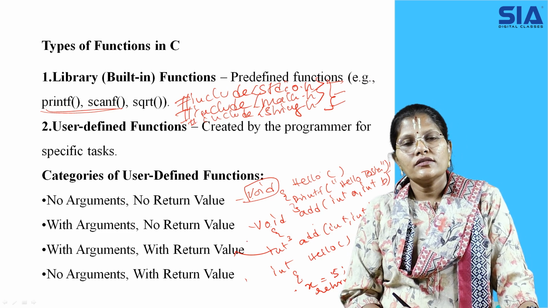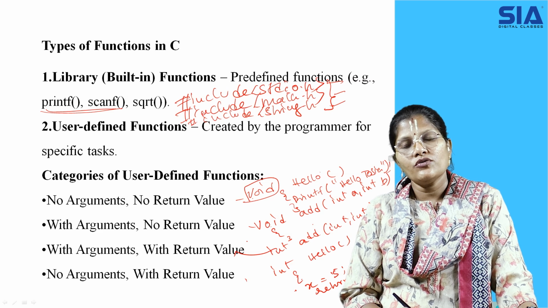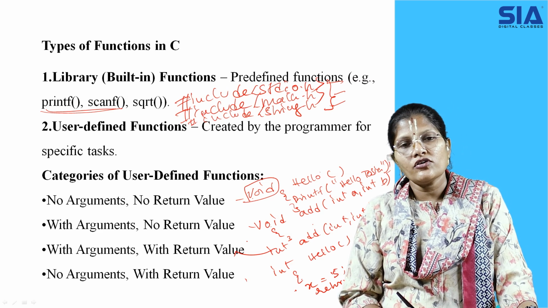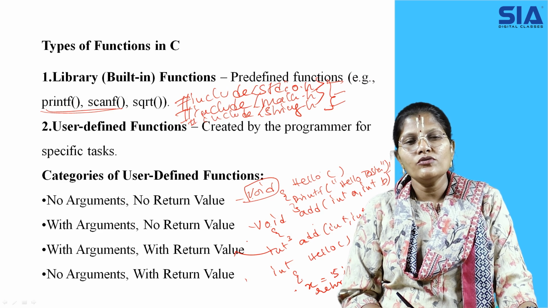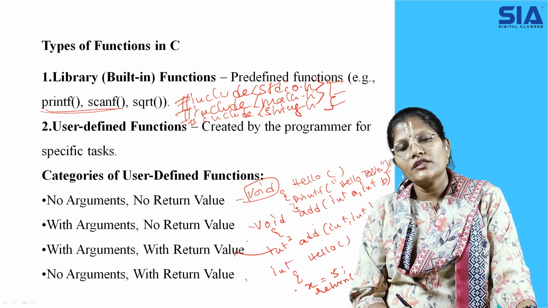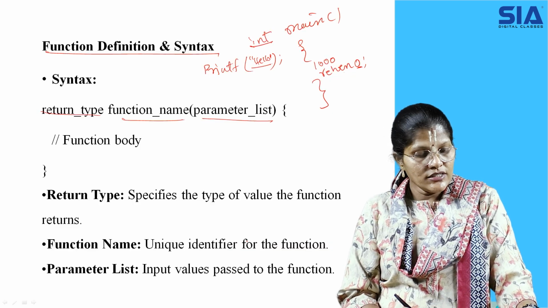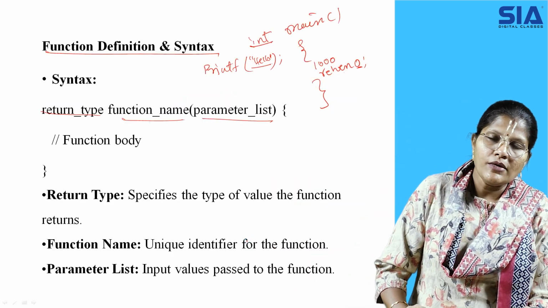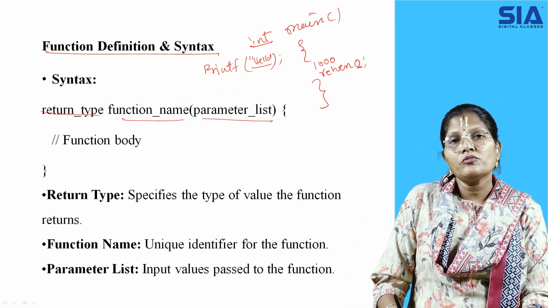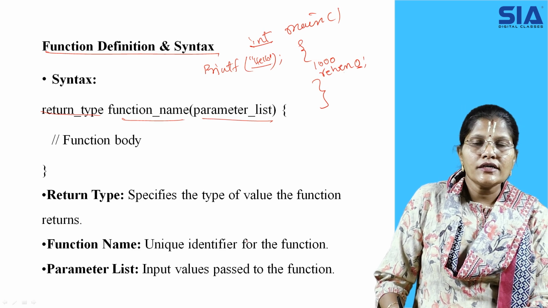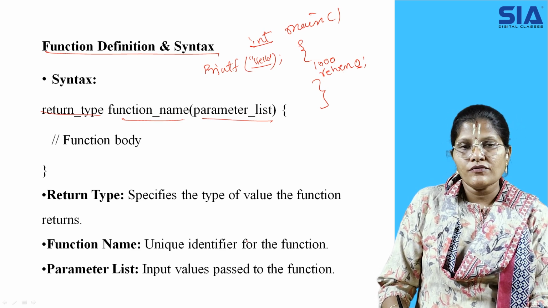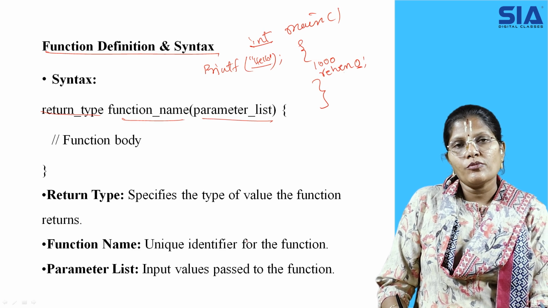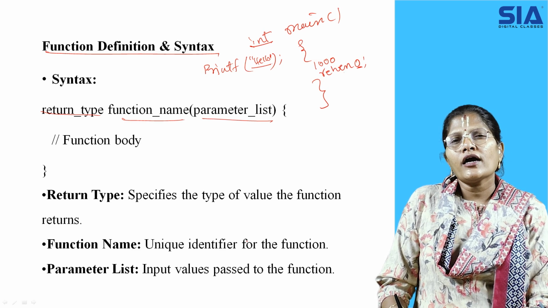So these are the 4 categories where you can check with your user defined functions: no arguments and no return value, with arguments and no return value, with arguments with return value, and no arguments with return value. The main key points to summarize about a function are that it has a proper return data type, a function name, a parameter list, and a body that is executed.